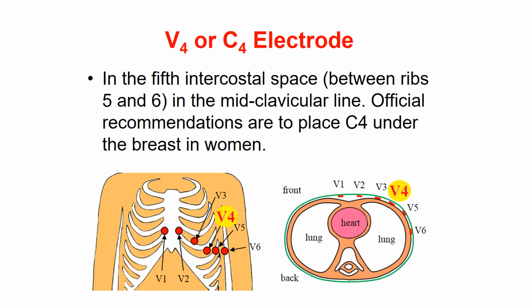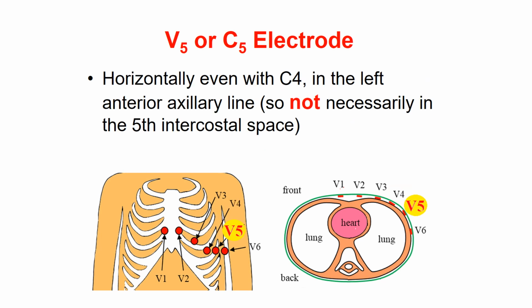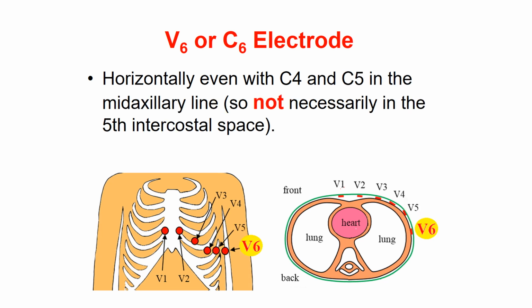V4, or C4, electrode. In the fifth intercostal space, between ribs 5 and 6, in the midclavicular line. Official recommendations are to place C4 under the breast in women. V5, or C5, electrode. Horizontally even with C4, in the left anterior axillary line, so not necessarily in the fifth intercostal space. V6, or C6, electrode. Horizontally even with C4 and C5 in the mid-axillary line, so not necessarily in the fifth intercostal space.